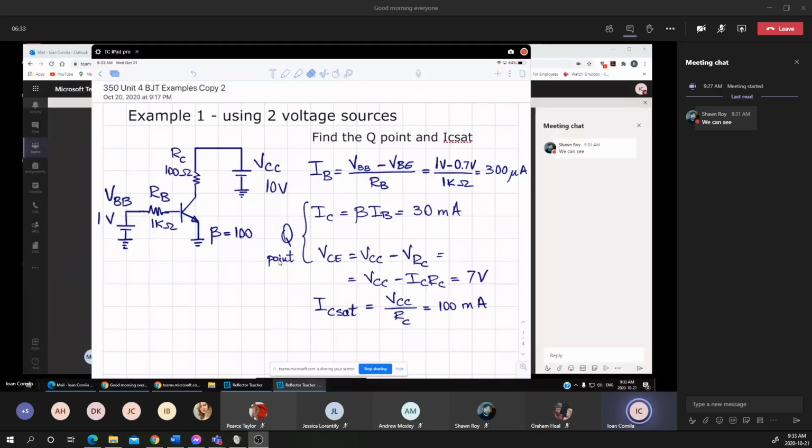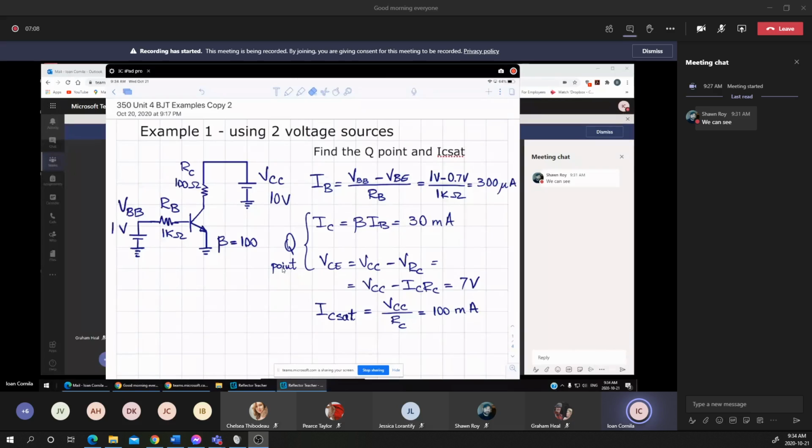Remember that in order to place a transistor in the active region, the base emitter must be forward biased, it's a must condition, and the base collector must be reverse biased. By using the 2 voltage sources gives you some flexibility of adjusting the Q point of a transistor by simply changing one of the 2 voltages, in this case by simply changing the VBB.